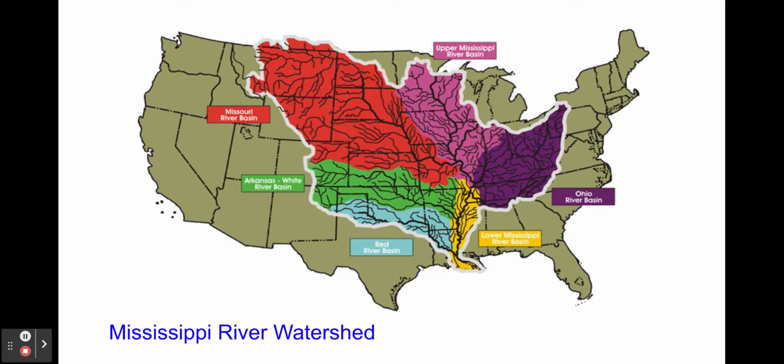Let me show you an example. Mississippi River watershed, here it is, covers a ton of farmland. There's a lot of fertilizer that gets washed into these waterways, concentrated in the Mississippi River, and then dumped into the Gulf of Mexico right here. So what do we see in the Gulf of Mexico?